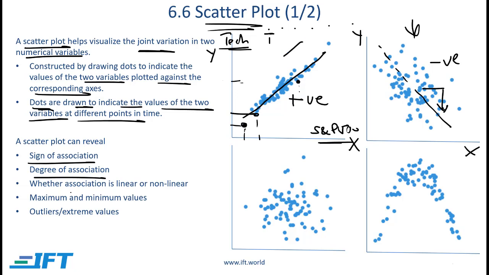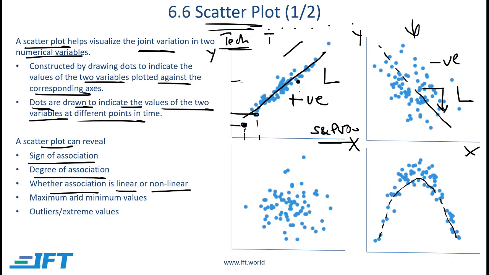We can also look at whether the association is linear or non-linear. So here, clearly the association is linear. Even here, while the association is not very strong, it looks roughly linear. In this example, we have an association which is quite strong, but this association is clearly non-linear.